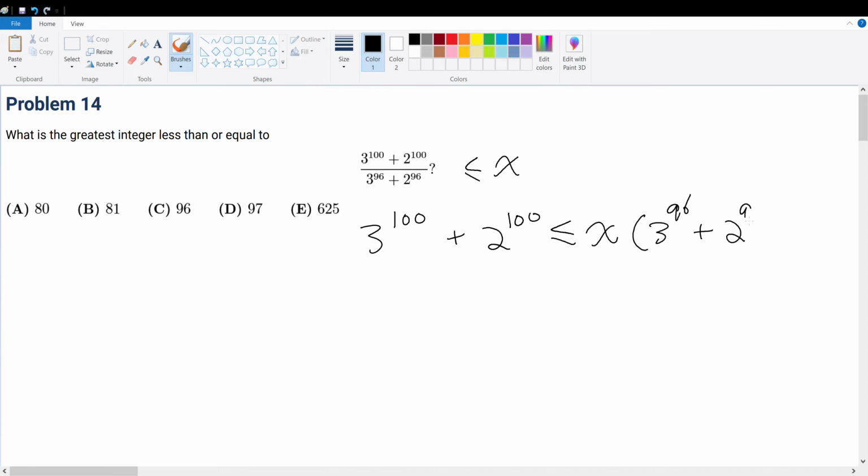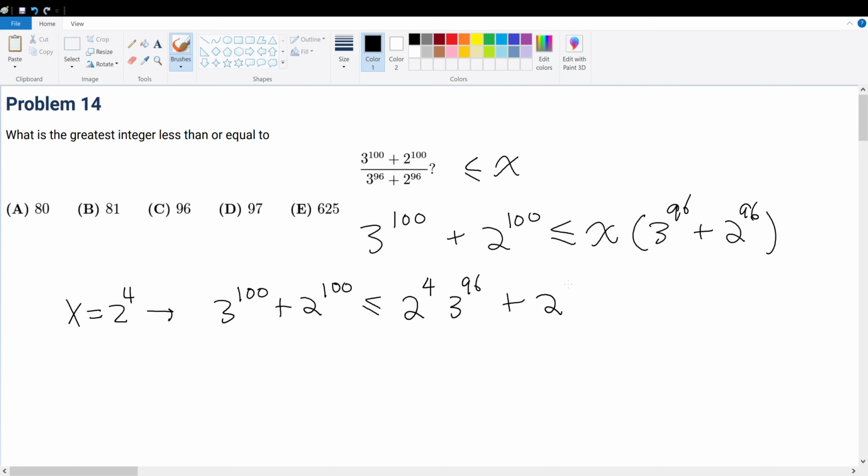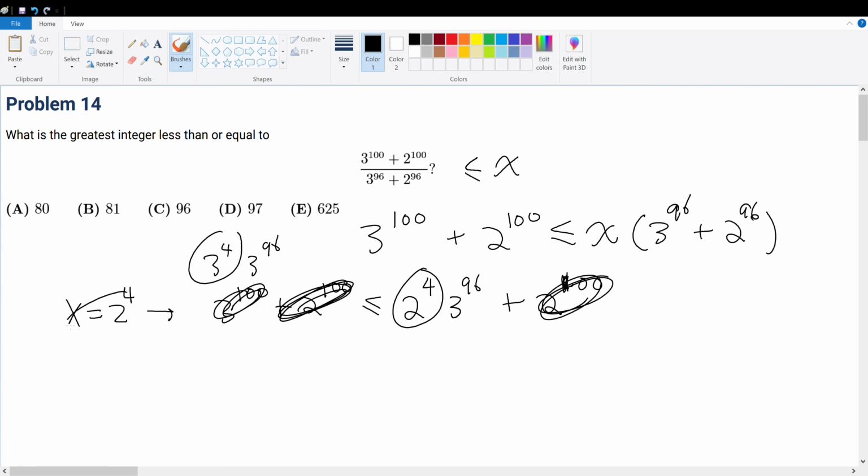Now, it's super annoying because look, 96 and 100, they all differ by 4. So what if, let's say, x is equal to 2 to the 4? If x is equal to 2 to the 4, then 3 to the 100 plus 2 to the 100 is less than or equal to 2 to the 4 times 3 to the 96, right, plus 2 to the 4 times 2 to the 96, which is just 2 to the 100. So obviously this gets eliminated. But is this true? Well, obviously not, because this gets eliminated into 3 to the 4 times 3 to the 96. Obviously, that's larger than that. And so x equal to 2 to the 4 is stupid.